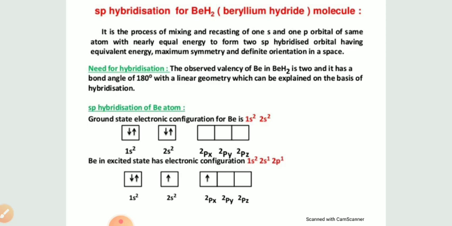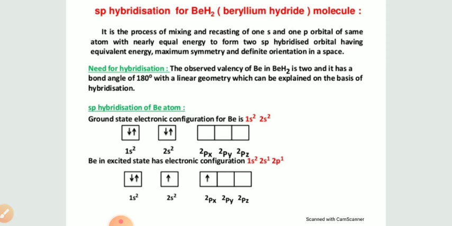It is the process of mixing and recasting of one s and one p orbital of the same atom with nearly equal energy to form two sp hybridized orbitals having equivalent energy, maximum symmetry and definite orientation in space. It has a bond angle of 180° with linear geometry, which can be explained on the basis of hybridization.